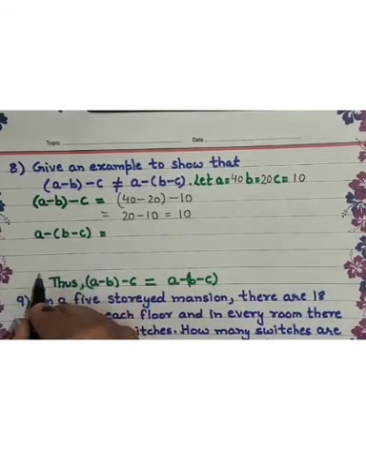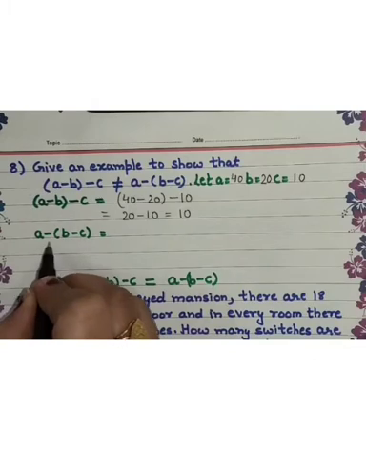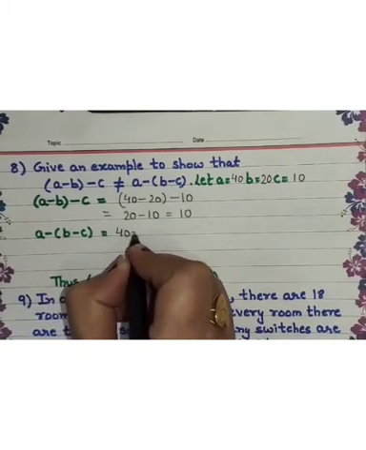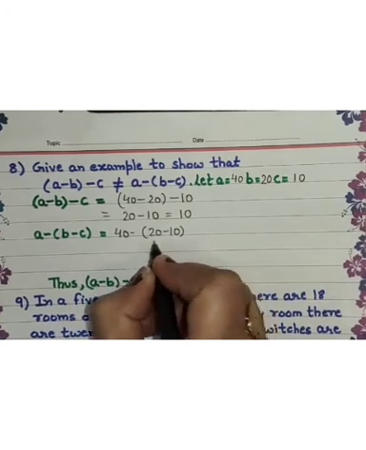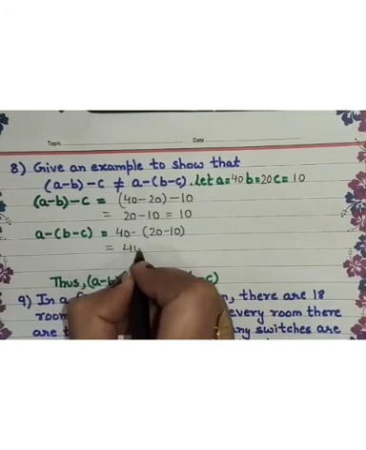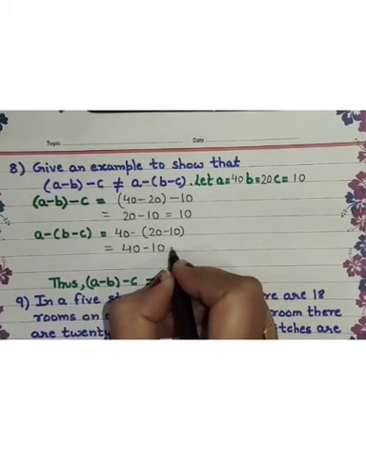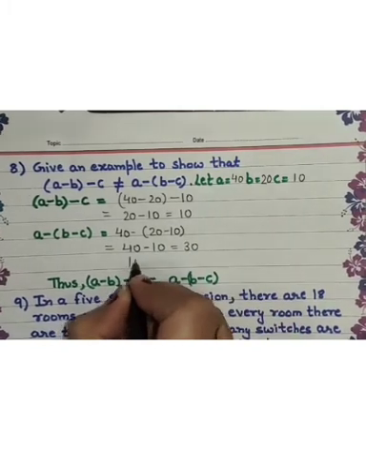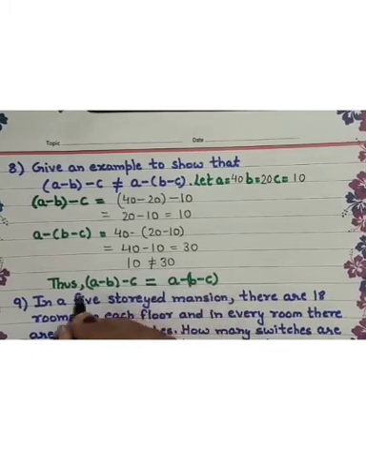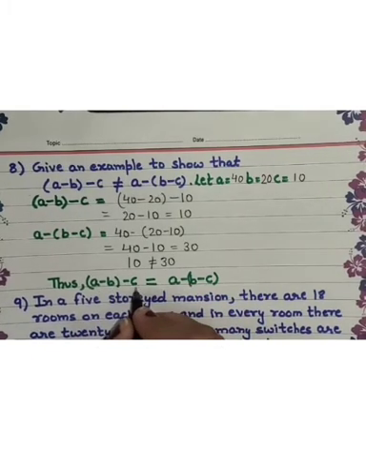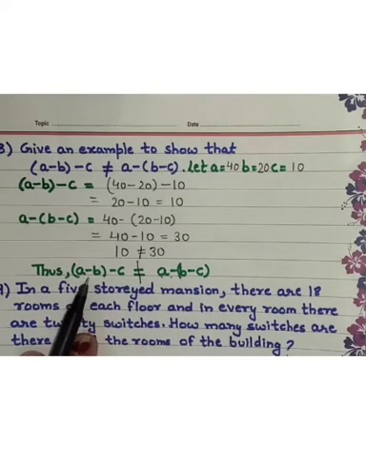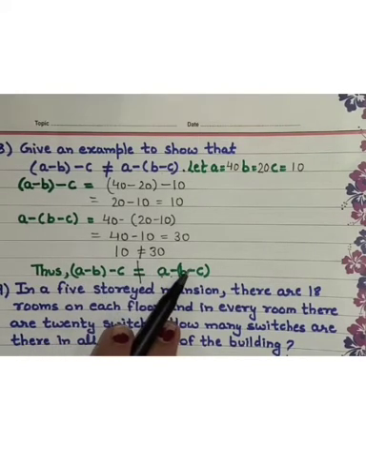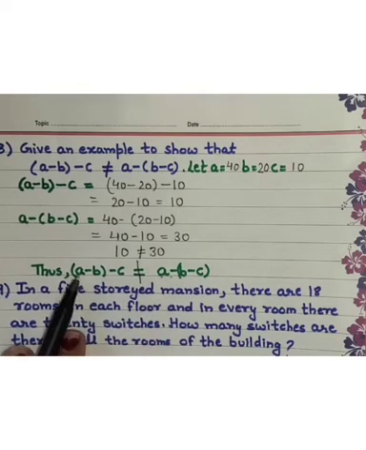Now, other side, we will put the value of A 40 minus, in bracket we will write 20 minus 10. First of all, we will solve bracket. 20 minus 10 will be 10. Now 40 minus 10 will be 30. 10 is not equal to 30. Thus, (A minus B) minus C is not equal to A minus (B minus C). This is an example to show that associative property does not hold good for subtraction. It holds good for addition and multiplication only.